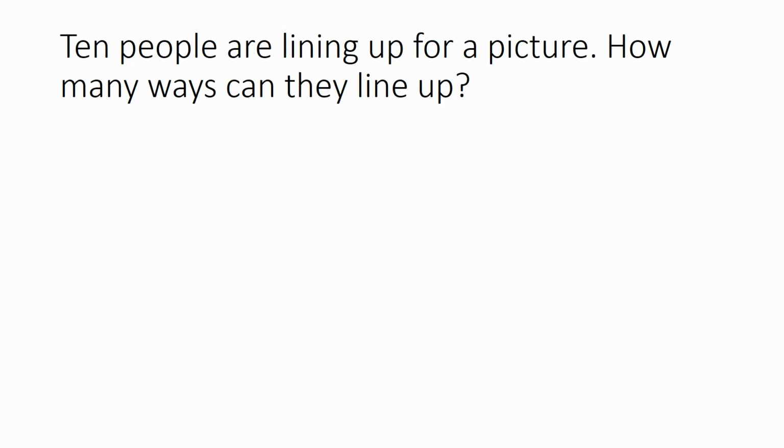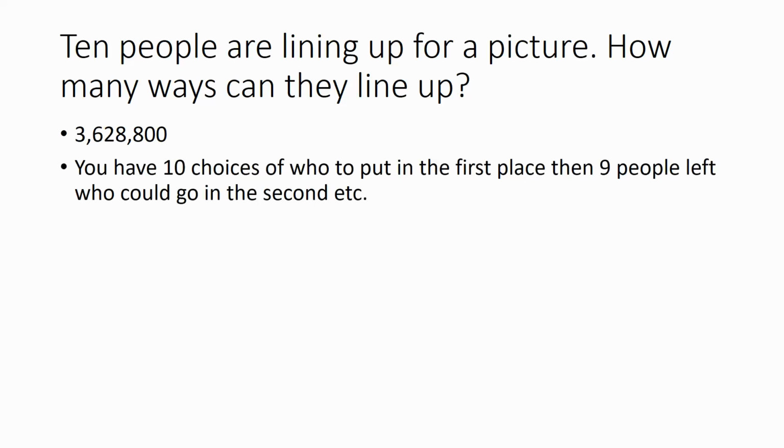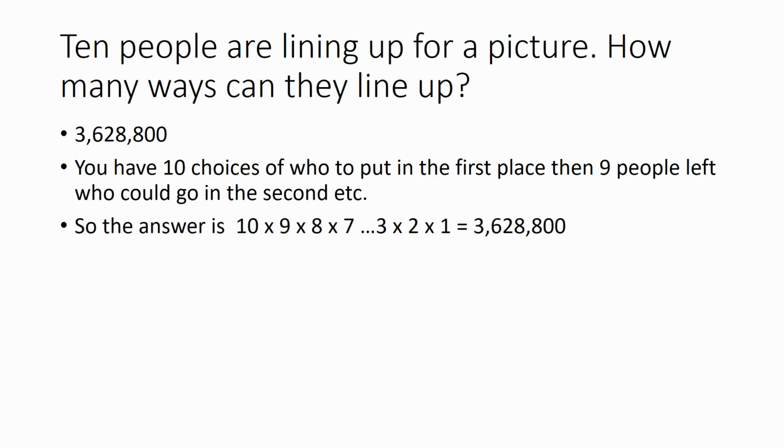10 people are lining up for a picture. How many ways can they line up? 3,628,800. Why? Well, you have 10 choices of who to put in the first place, then 9 people left who could go in the second, etc. So the answer is 10 times 9 times 8 times 7 times 6 times 5 times 4 times 3 times 2 times 1. And there's our 3,628,800.